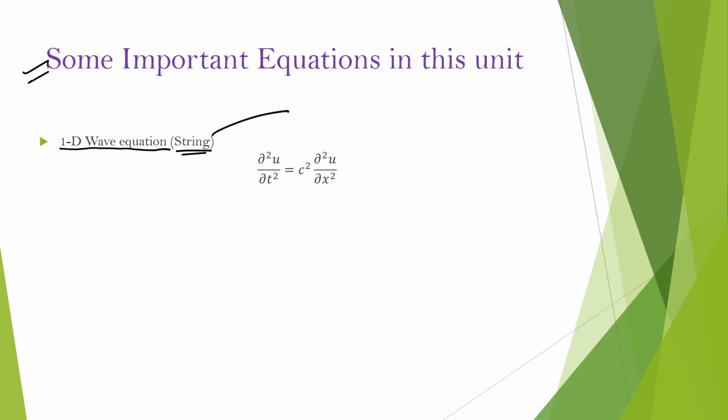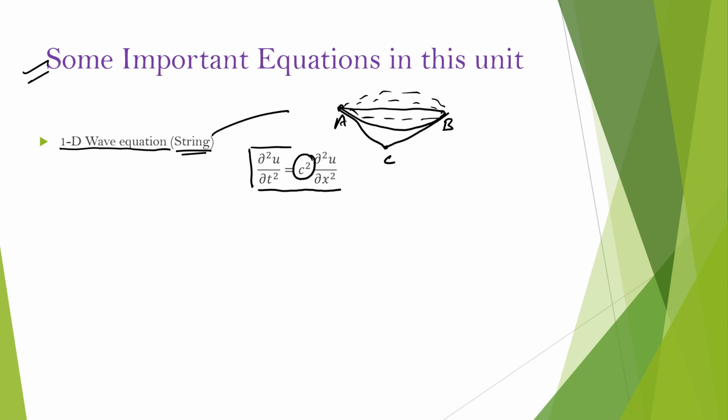A string means if we tie a rope between 2 points A and B, or we tie a wire between A and B, or a rubber band between A and B, and if we stretch it to any point C and release it, then there is a vibration in the system. This system is called a string, and it is mathematically represented by del square u by del t square is equal to c square del square u by del x square, where c square is a constant depending upon the material of the model.